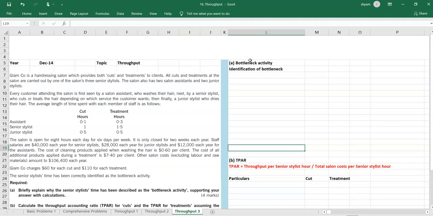So this seems to be a very small question only. Requirement 1 is the bottleneck activity, identification of the bottleneck, and requirement 2 is finding out TPAR. Okay, so we'll start from here. We'll read the question fully, then we'll work it out.